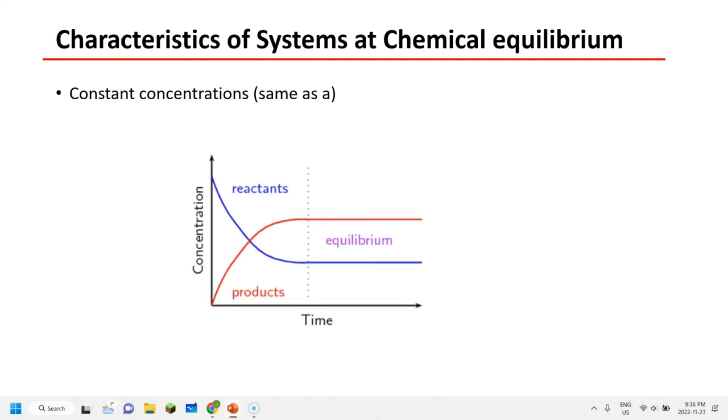And so this is our second characteristic, that we have constant concentrations. So if I were to take some reaction and place my reactants into a vessel and seal it, and then let equilibrium be established, what I would see is the concentration of my reactants would decrease and the concentration of my products would increase until at some point I reach my equilibrium, and then the concentrations don't change anymore because they remain constant.